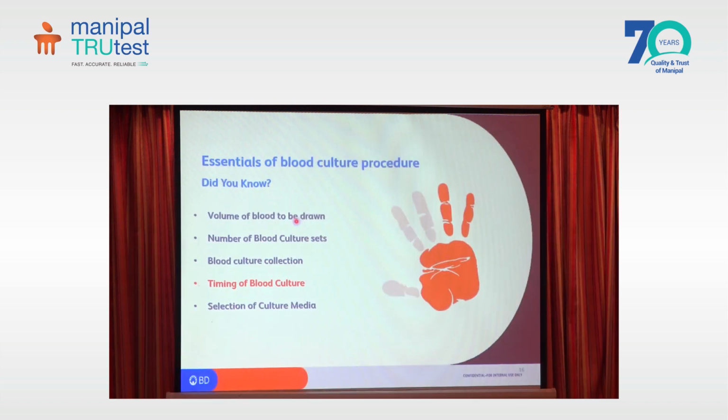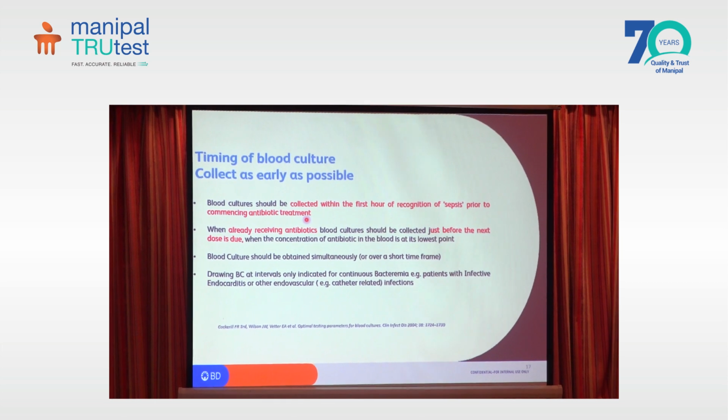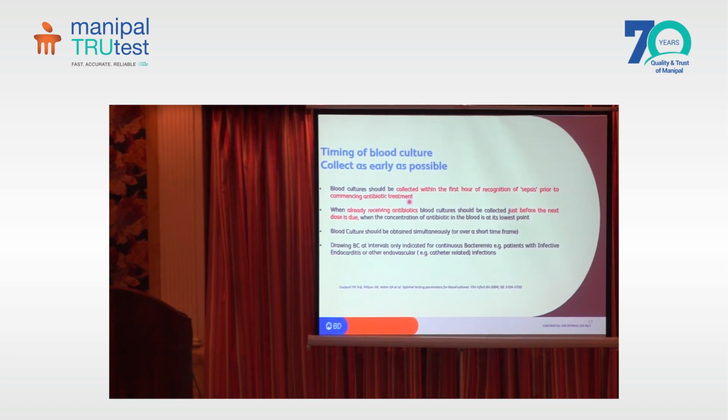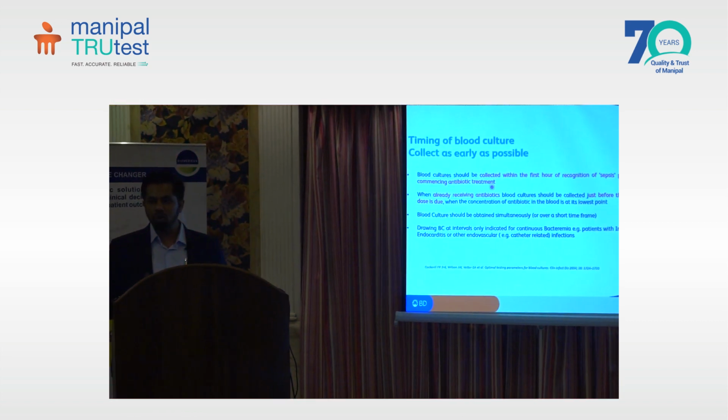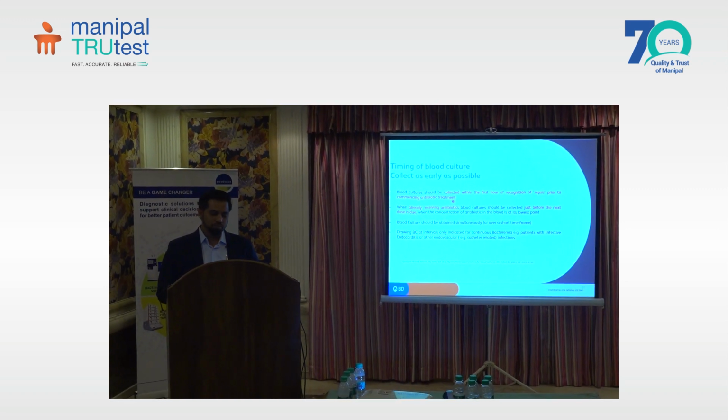And the next important aspect to consider is timing of the blood culture. So why is timing of the blood culture important? As I said, most of the patients might receive antibiotics. So it is recommended that blood culture should be collected within the first hour of recognition of sepsis, before giving any antibiotic. And if the patient has already been given antibiotic, it should be collected just before the next dose is due, because during this time the concentration of antibiotic is very low.